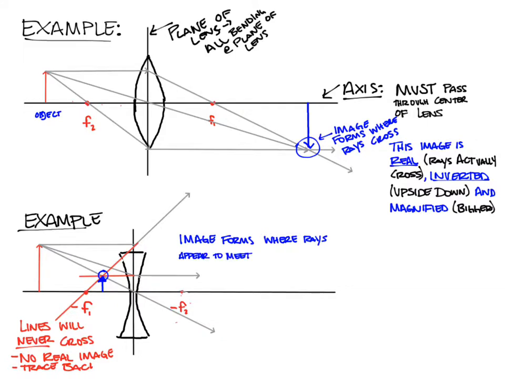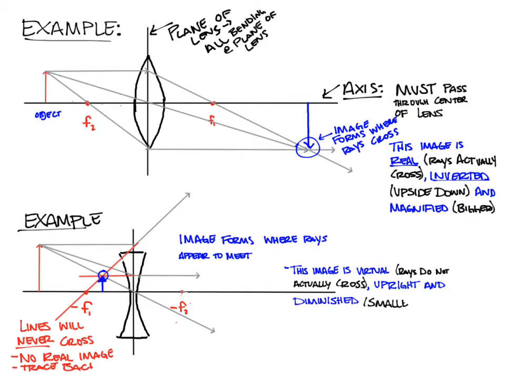And we can say some things about this image that are a little different than the other image. This image is virtual. Our eyes can still see it, but the rays don't actually cross there. They just look like they come from there. It's also upright, which means what it sounds like, and it's diminished, which is a fancy way of saying that it is smaller than our image. Sorry, smaller than our object.